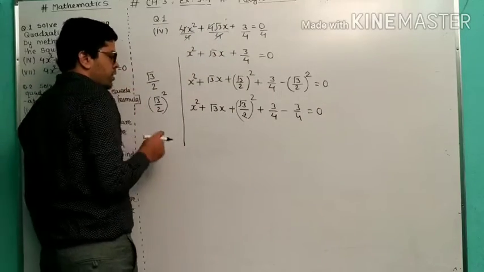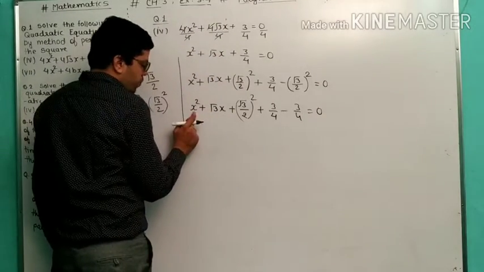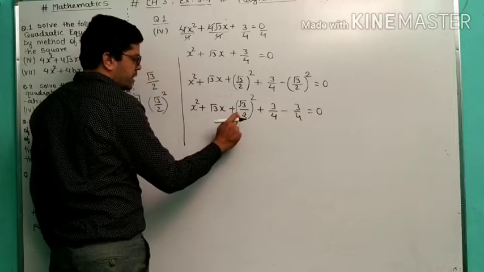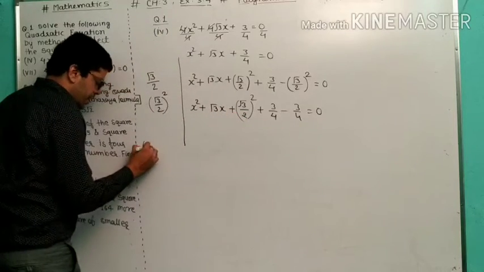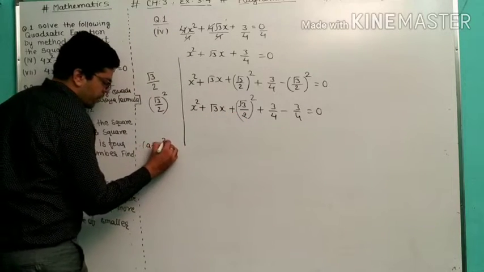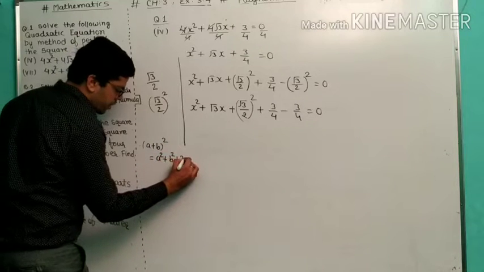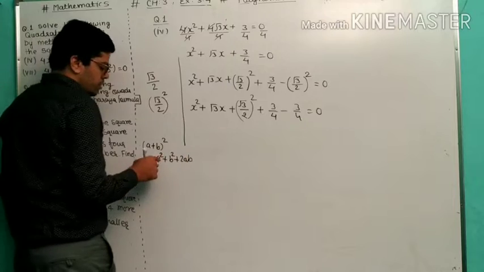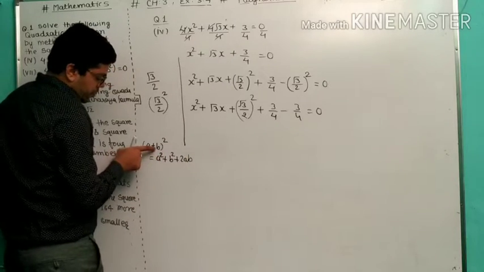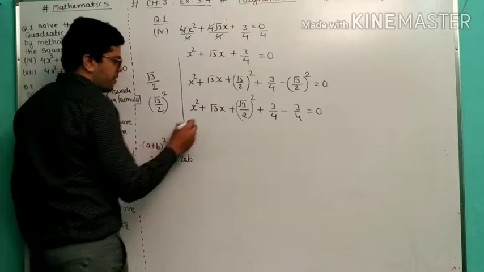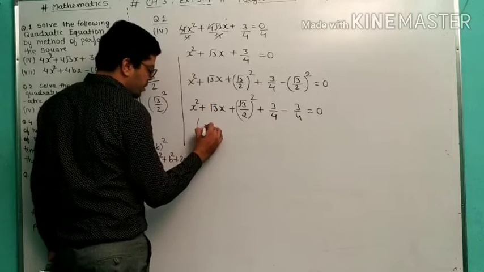Now the fourth one. Let's check: the first, second and third terms are all positive, so we will apply (a + b) whole square, that is a square plus b square plus 2ab. So we change it to (a + b) whole square, and the square we have to remove here.